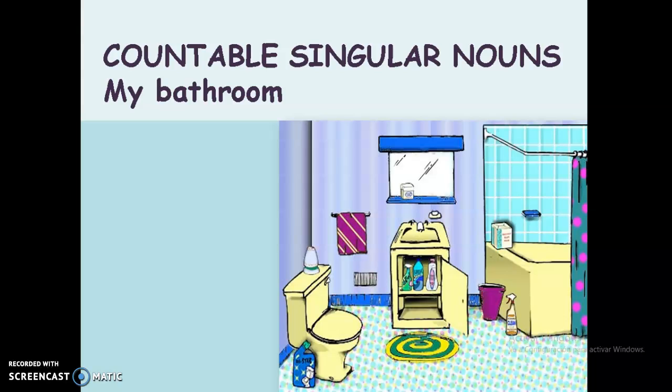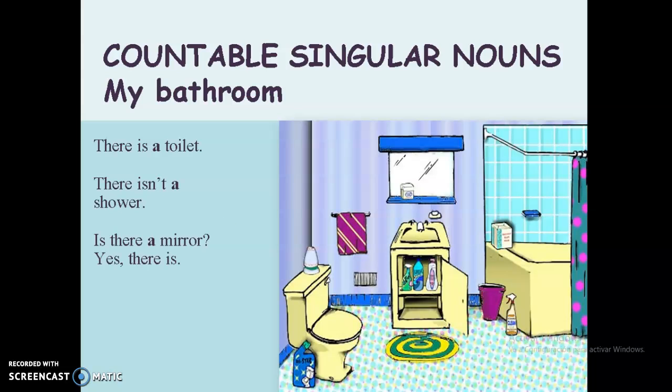We have our first exercise about countable singular nouns. My bathroom. I want you to observe the picture, guys, and I want you to see very clearly what objects you find in the bathroom and what objects you don't find in the bathroom. Let's see. There is a toilet. There isn't a shower, as you can see in the picture. Is there a mirror? Do you think that there is a mirror in the bathroom? Of course, yes, there is a mirror right here.